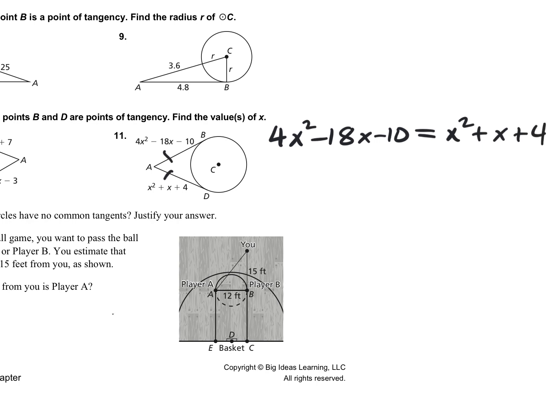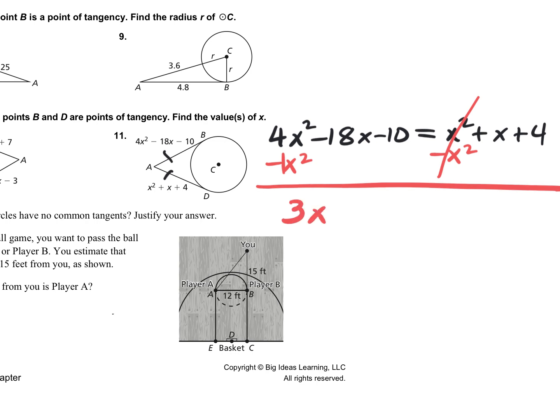x plus 4. I need to set my equation equal to 0. So what I need to do is get my like terms together. So I need to subtract x squared from both sides. It cancels from the right side. And then 4x squared minus 1x squared is 3x squared. I still have the negative 18x minus 10, and then the x plus 4 on this side.